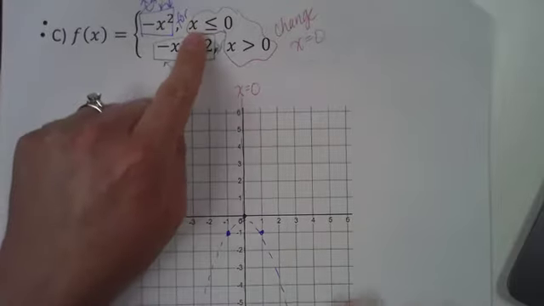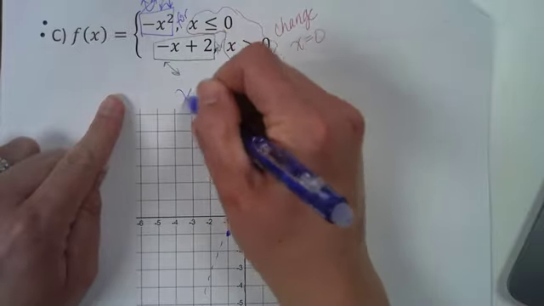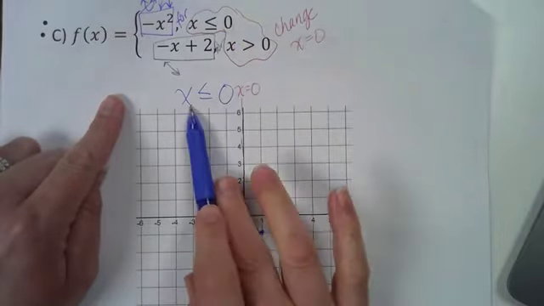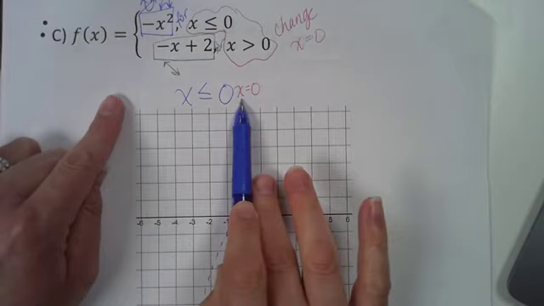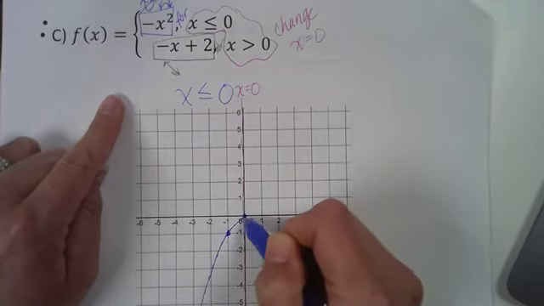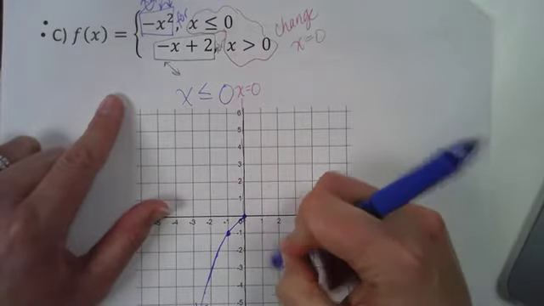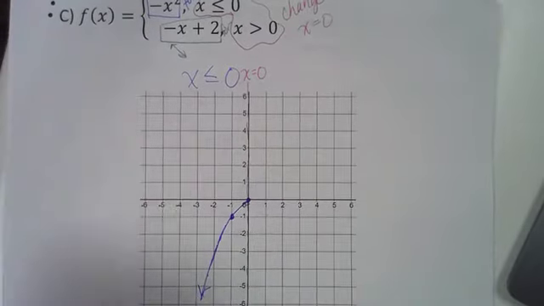Right here. We want x values less than or equal to 0. Less than or equal to 0 would be to the left of that. So we're keeping this left-hand side of the parabola, and I get to get rid of the right-hand side. I don't want that right-hand side.